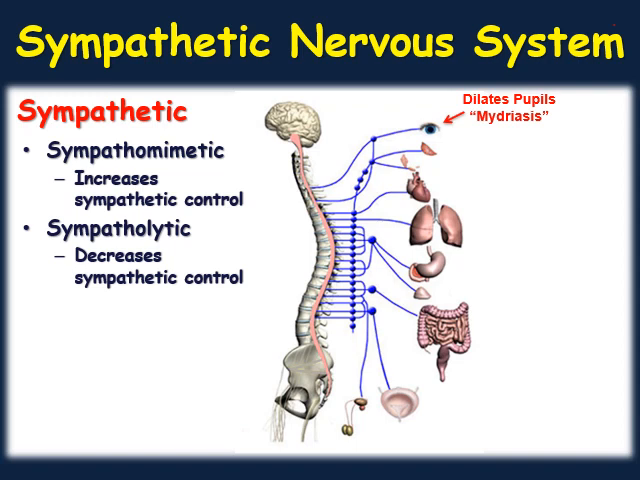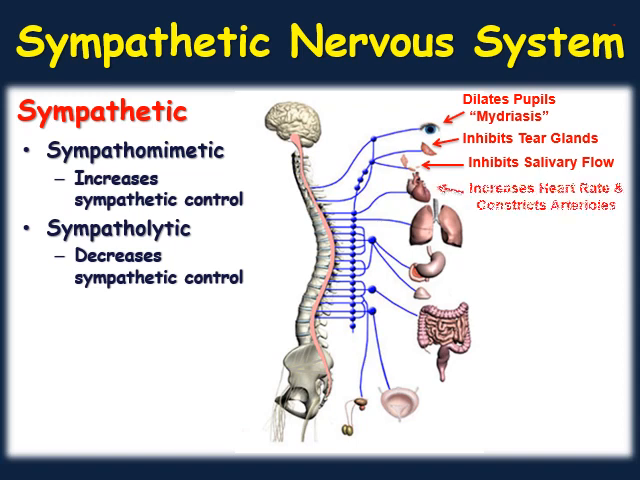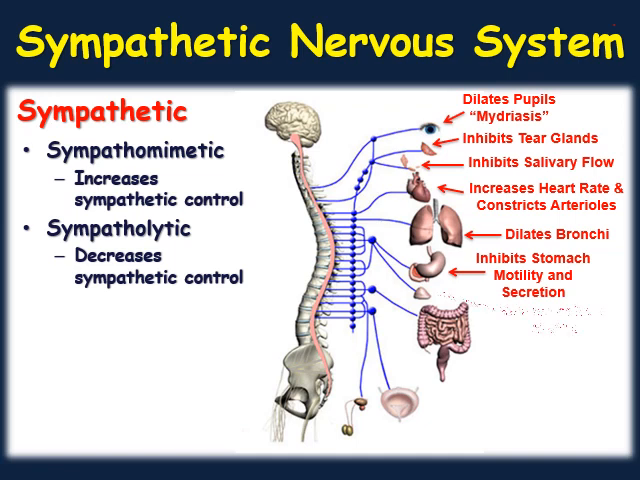So with the sympathetic, when we have something that is a sympathomimetic, we're going to see dilated pupils, which is called mydriasis. You're going to inhibit the tear gland, so you're not going to make tears. You're going to cut down on the flow of saliva in your mouth. You're going to increase your heart rate, and you're going to constrict your arterioles. You're going to dilate your bronchi. You're going to slow down or almost stop your stomach from moving, so it's not secreting much chyme, and it cuts down on the motility. You're going to release epi and norepi out from the adrenal glands.